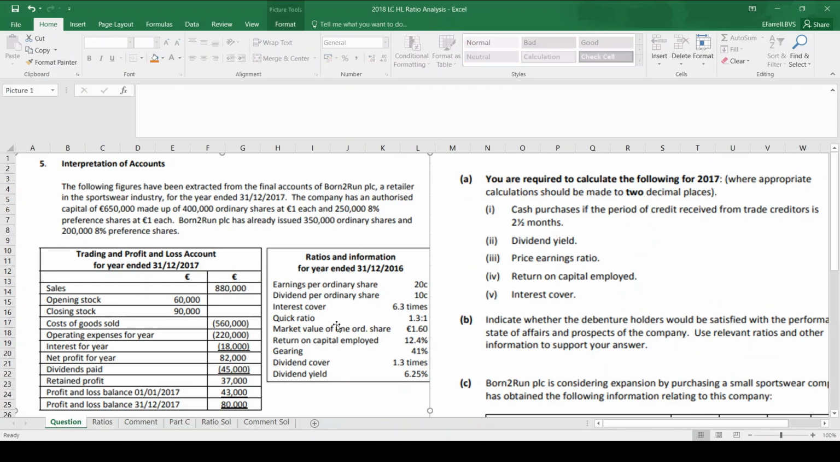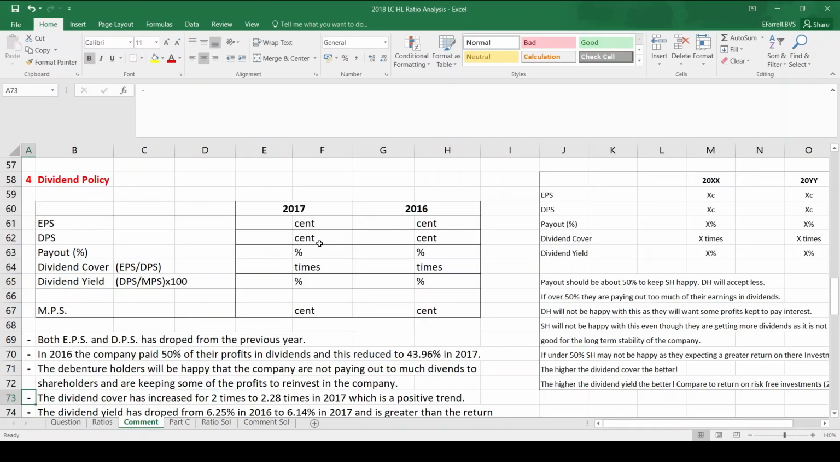So EPS and DPS were usually given. So earnings per share last year was 20 and dividend per share was 10. So to work out the payout, how much of the earnings to pay out in dividends, it's simply the dividend per share over the earnings per share, and I'm going to multiply that by 100. So 50%, they're paying out exactly 50% of their earnings through dividends to shareholders.